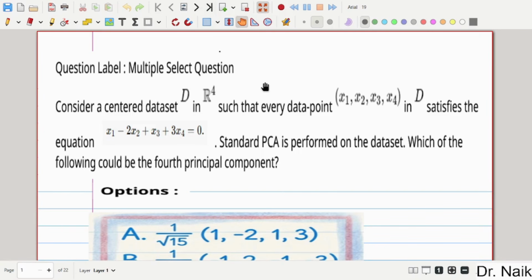Today we will start preparing for quiz 1.